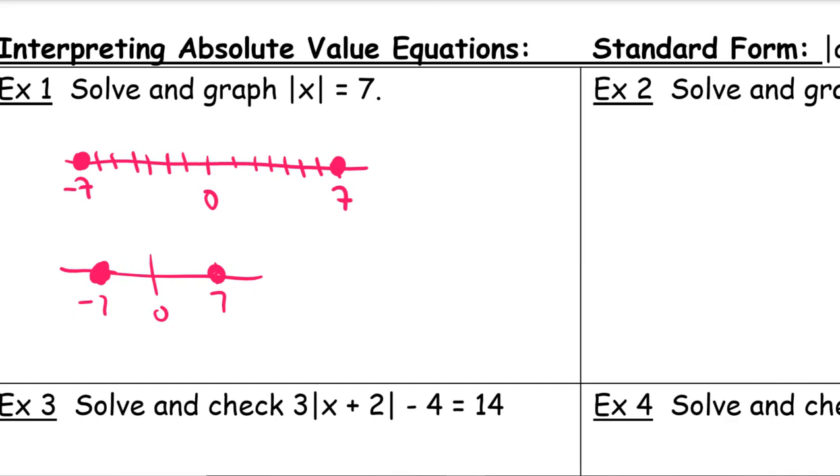Now, the solution for this: x could be equal to 7, or x could be equal to negative 7. Those are the two ways you could write that. You could also write it like this, negative 7 and 7, but then you put a little curly brace around it. So several different ways you could notate the solutions for that.